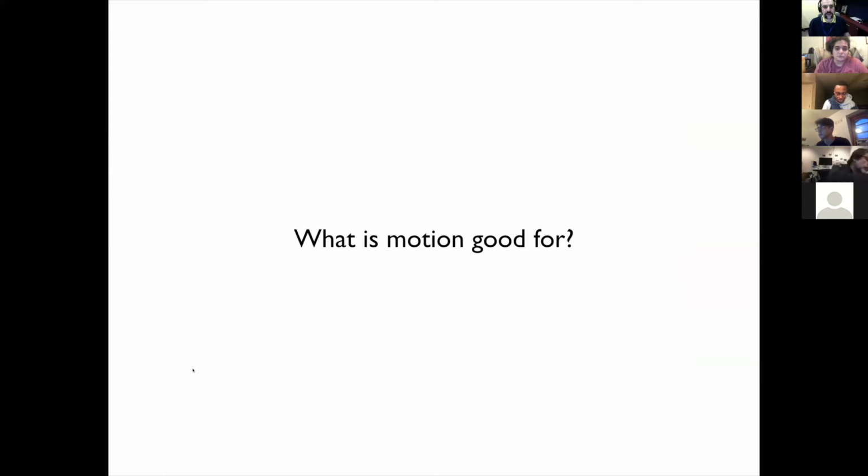So what is motion good for? Why should the visual system detect motion? Well, the answer is twofold. Two answers you can give to that question. One answer is the positive aspect of motion, like what are things that motion is useful for.